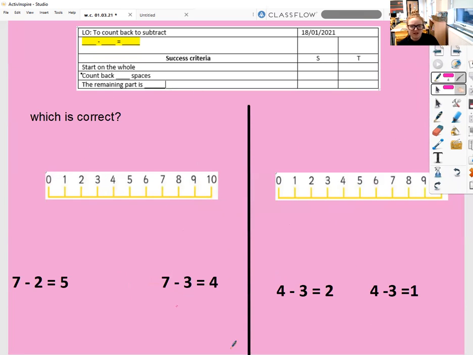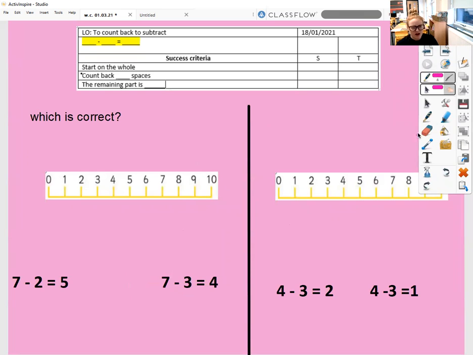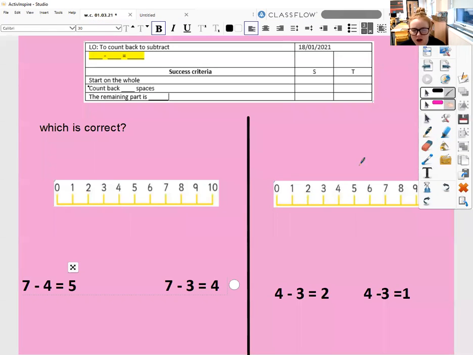So I'm going to go first and then you can have a go. Which of these is correct? So I'm going to start with this one.